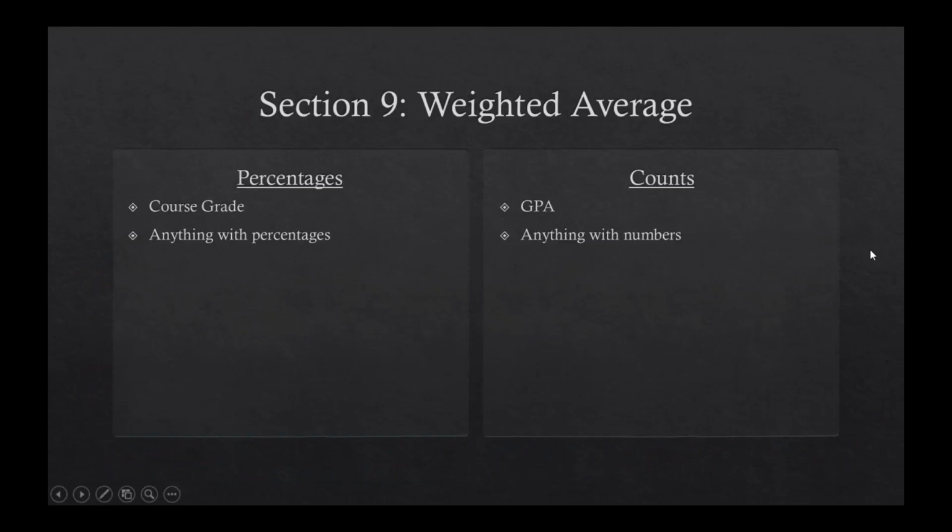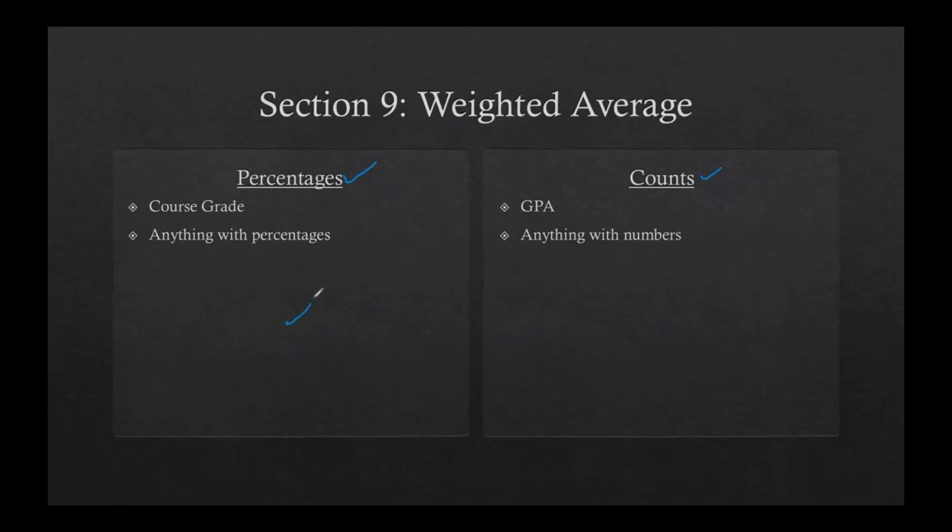Okay, let's go to section 9, last section of the day. So there are 2 different ways to do weighted averages. One of them is with percentages, one of them is with counts. And it's pretty easy to tell which one you use when. If you read a problem and they give you a bunch of percentages, then I'm going to use percentages. So don't overthink it. Just use what they give you.